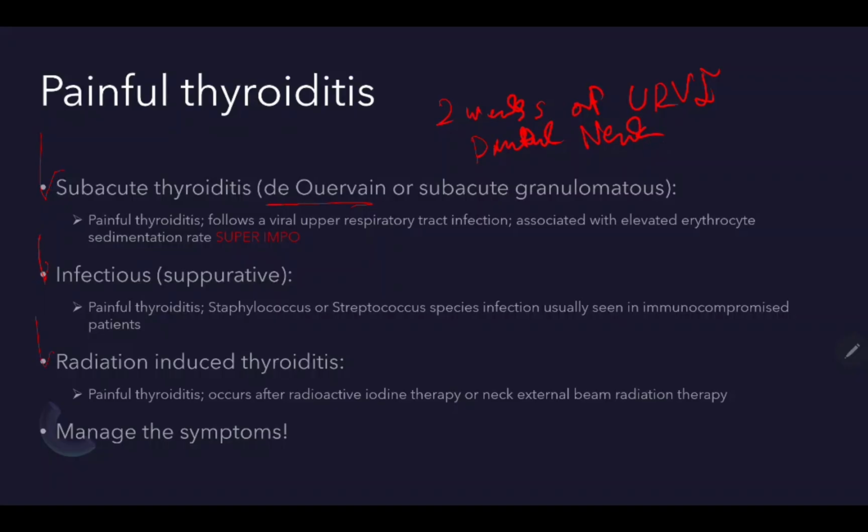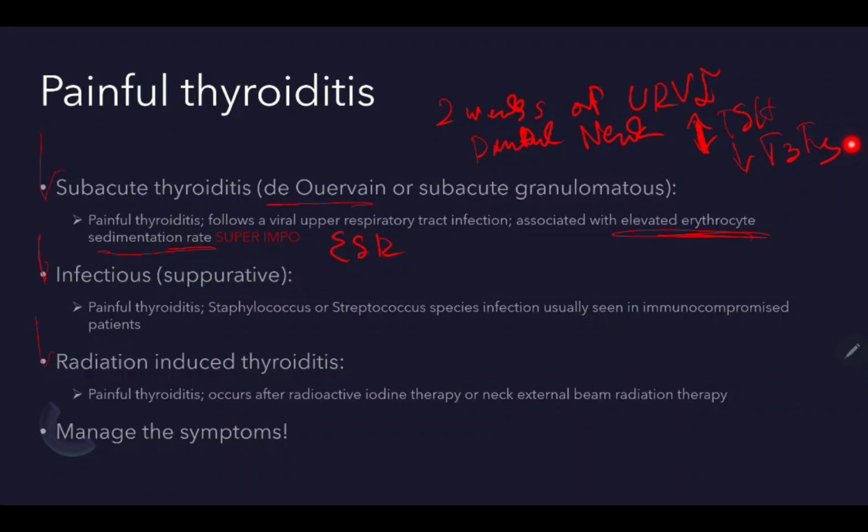And then you will check, and you will have a high TSH, low T3, T4. Then you're nailed on the diagnosis, which is subacute thyroiditis, okay? And it's associated with high ESR. And that will guide you in your diagnosis.